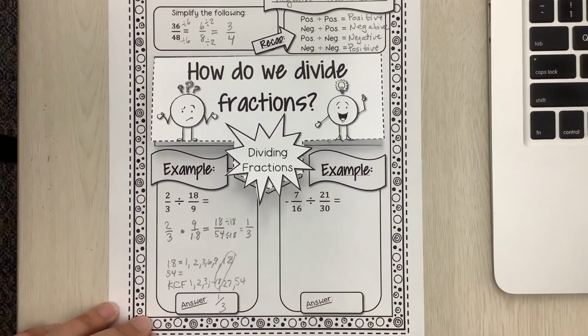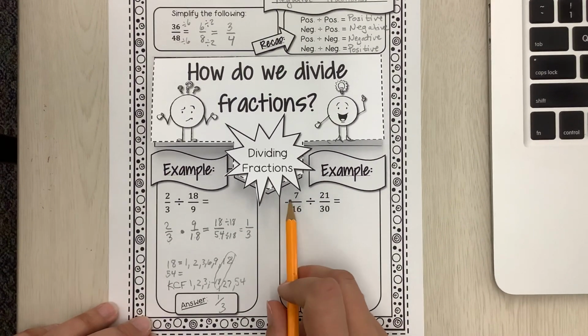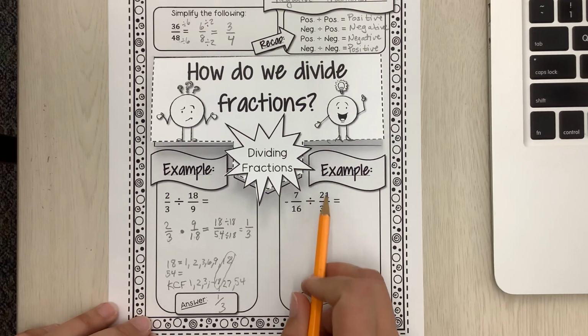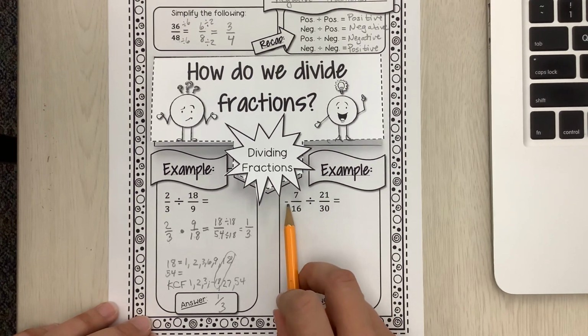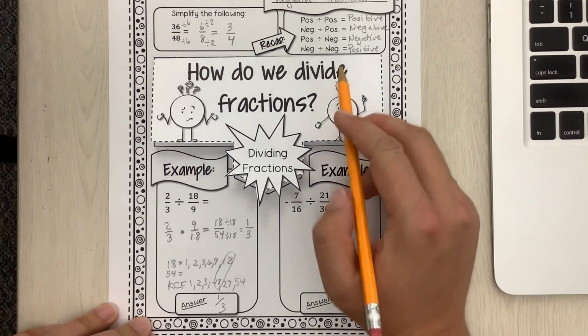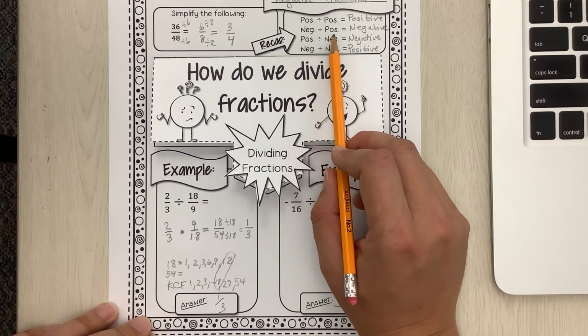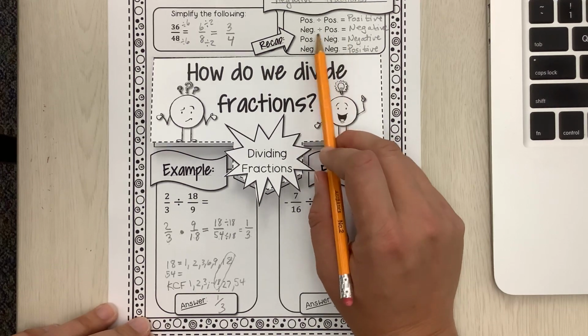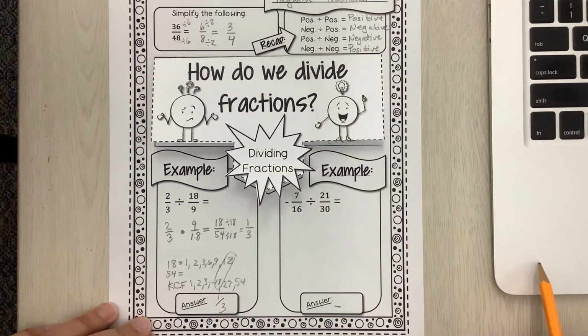Let's look at the next one. We have -7/16 divided by 21/30. I already know my answer is going to be negative, so let me just put my negative down there. How do I know that? Because it's a negative divided by a positive. There's only one negative. It's an odd number of negatives, so my answer is going to be negative.